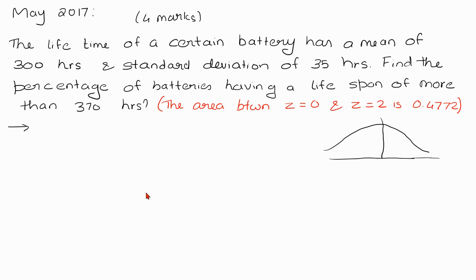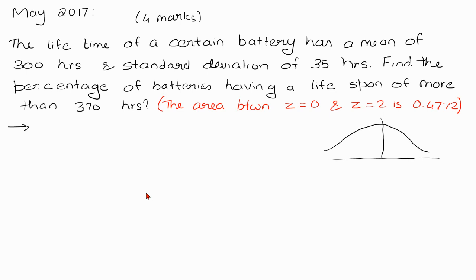Now let's see one more problem, the problem which appeared in May 2017 for 4 marks, quite a different one. Okay, what does this say? The lifetime of a certain battery has a mean of 300 hours and a standard deviation of 35 hours. Find the percentage of the batteries having a lifespan of more than 370 hours.